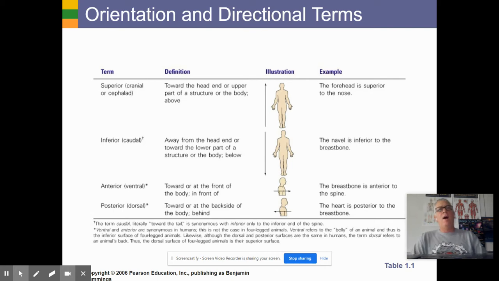Now, when I talk about superior and inferior, I'm saying, well, what is on top and what is on bottom? Here's the example. My forehead is superior to my nose. My forehead is on top of my nose. My head is superior to my shoulders. Now, the opposite, I could say, my nose is inferior, towards the bottom, of my forehead. My shoulders are inferior to my head.